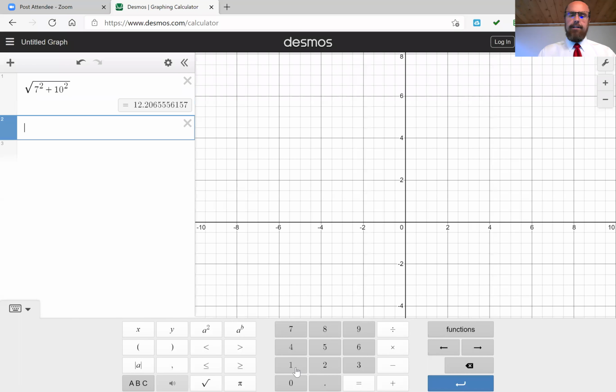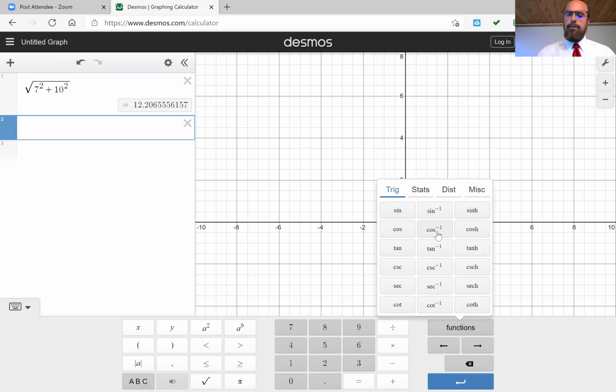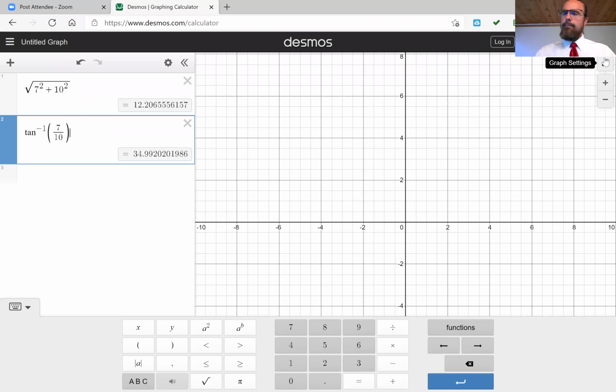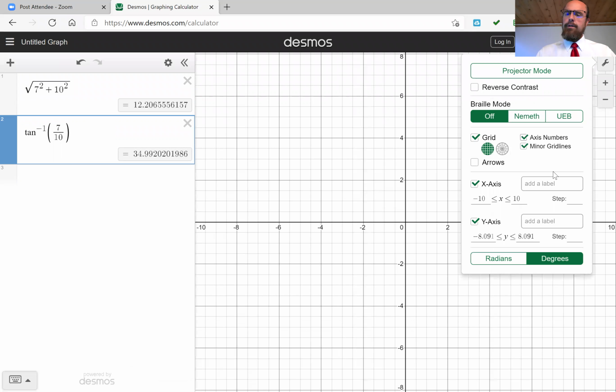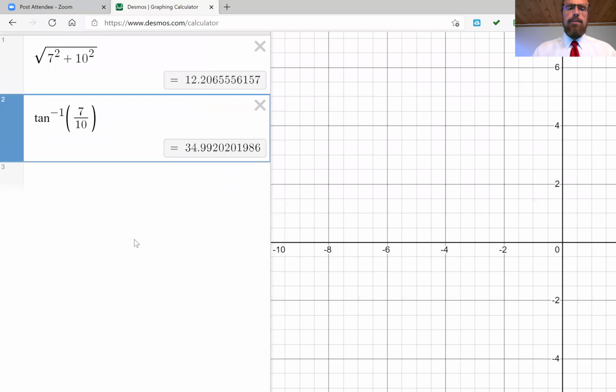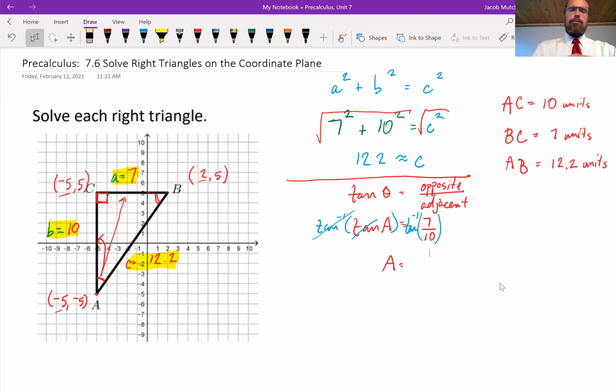And remember, inverse tangent is under the functions tab, middle column. And then I'm looking for 7 over 10. One thing I need to make sure before I take that approximation is to make sure I'm in degrees. So we are there, we're in the correct setting. So the estimate that I would take is about 35 degrees. We'll take that back to our note screen here and finalize 35 degrees roughly.